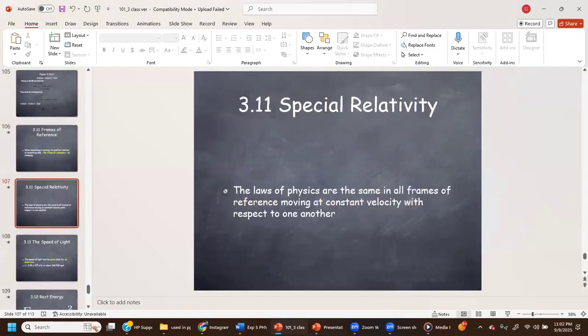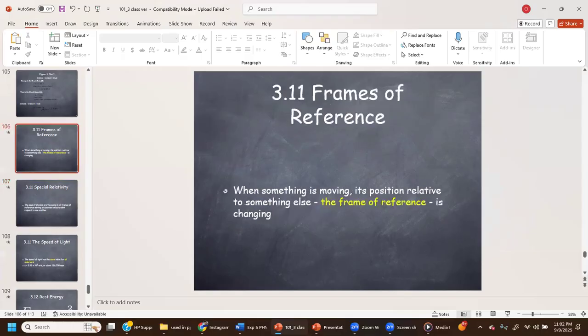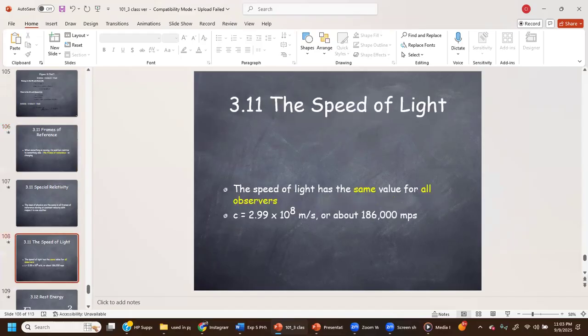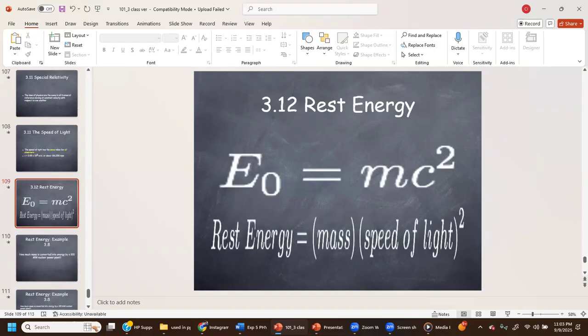So the laws of physics are the same in all frames of reference moving at a constant velocity with respect to one another. And when you talk about frame of reference, when something is moving, its position relative to something else, the frame of reference, is changing. Now, the speed of light that we just talked about has the same value for all observers, which is 2.99 times 10 to the 8. Sometimes you see it as 3 times 10 to the 8 just to make it easier. And we talked about Einstein's energy formula, special relativity, which is E naught equals mc squared.